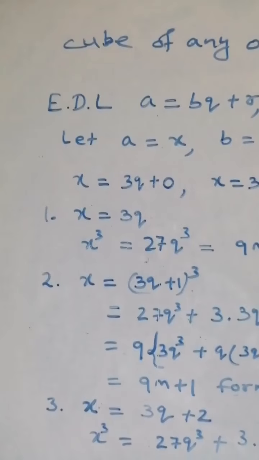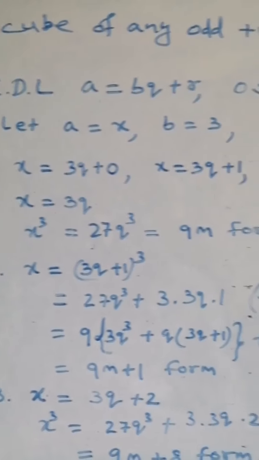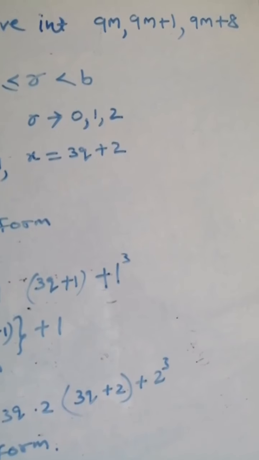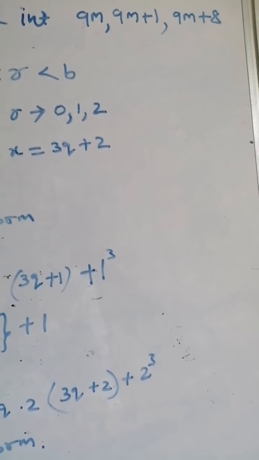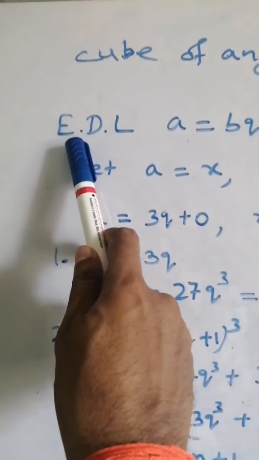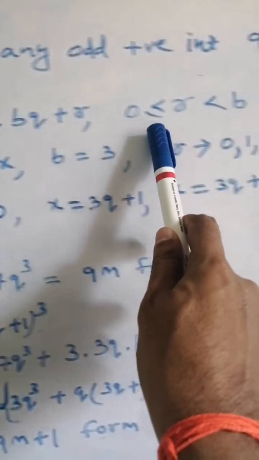Now the next question is to show that the cube of any odd positive integer is in the form of 9m or 9m plus 1 or 9m plus 8, using Euclid's division lemma. Euclid's division lemma is A is equal to B q plus r, where r is greater than or equal to 0 and less than B.